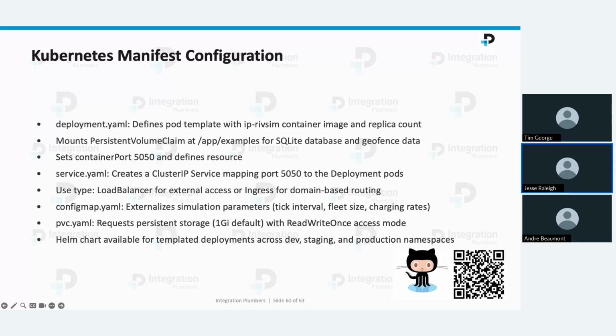We've also prepared a Helm chart that templatizes all of these manifests with environment-specific values. This allows you to deploy consistently across dev, staging, and production namespaces using a single chart with different value files.